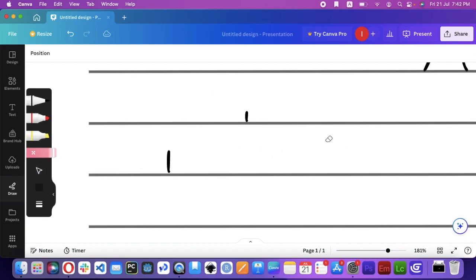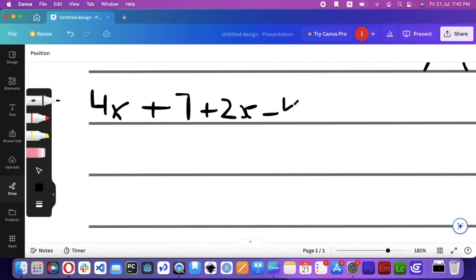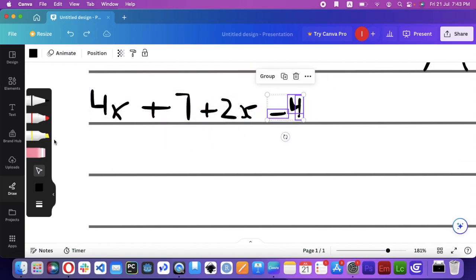So let's do one where things are a little bit more mixed up. For example, 4x plus 7 plus 2x minus 4. Guess what? 4x and 2x are separate, so we're going to have to move them. Also, in algebra, you have to take note of the sign. You can't just move only the 4. You have to move 4 with the sign that goes with it. So if you want to move 2x to the 4x place, we're going to have to move 2x with the sign that it has.